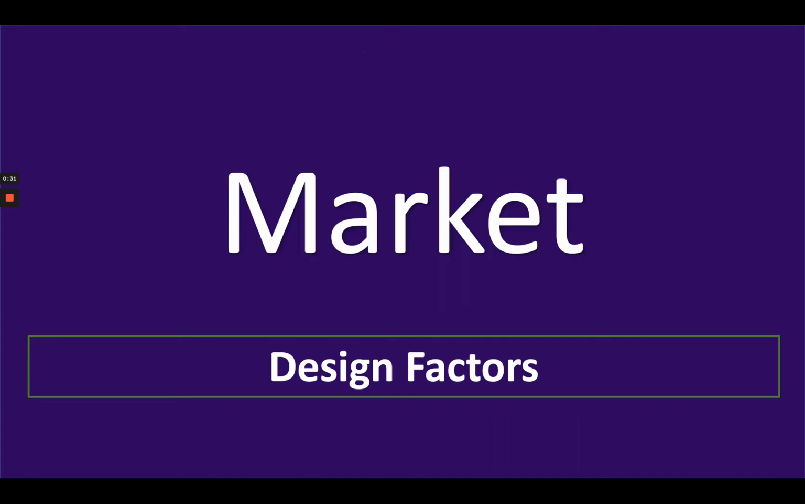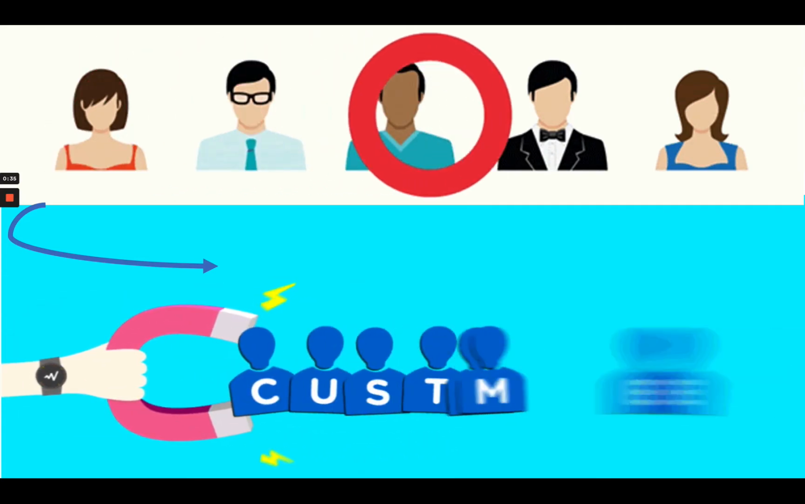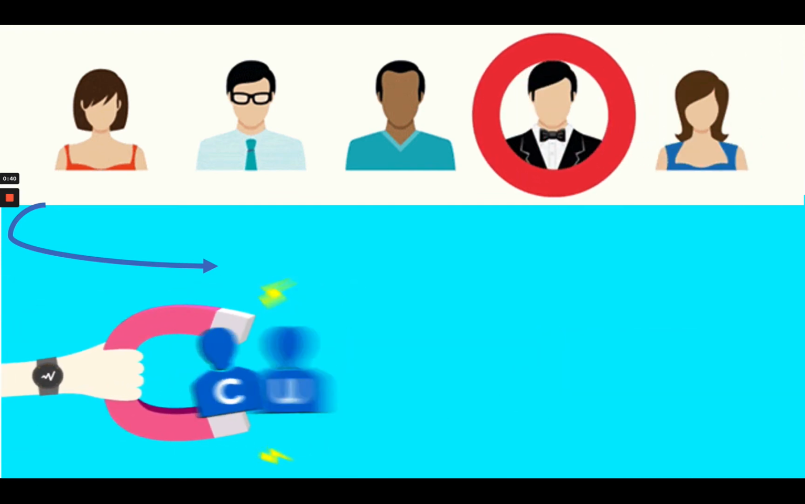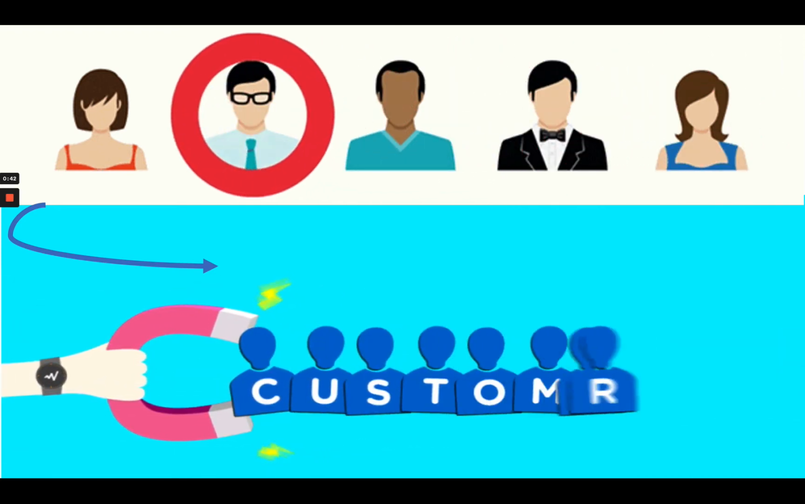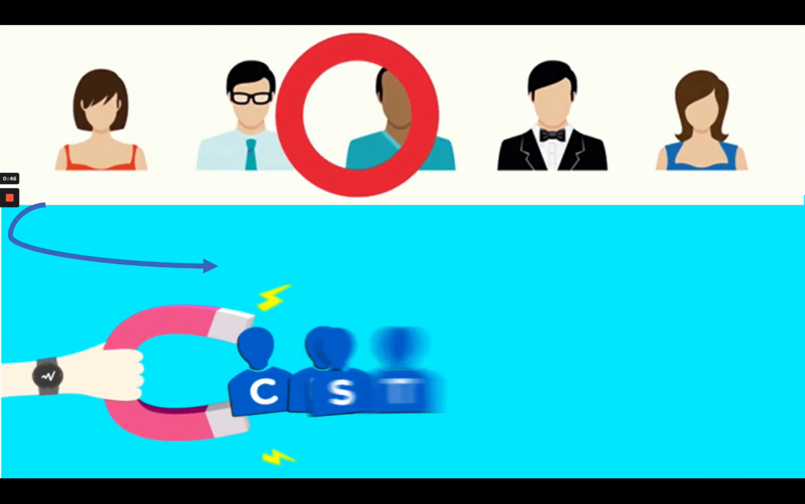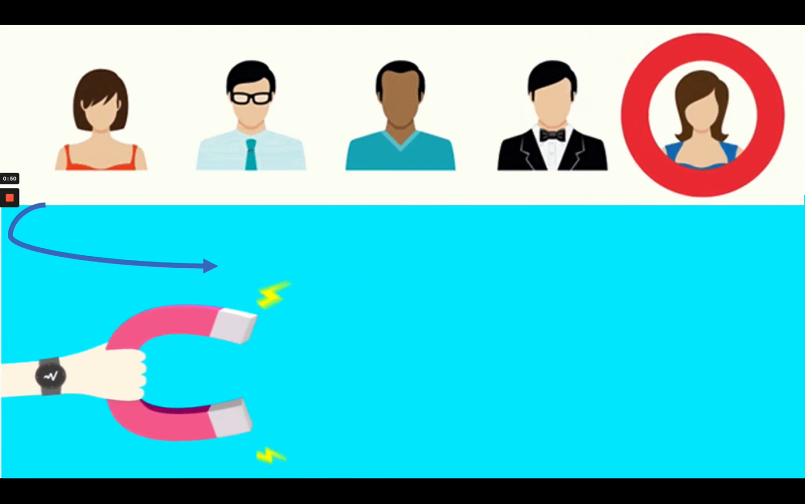So what does that mean? A market is a group of people that you will be aiming your product towards. So when designers create a new product, they have to think, who's going to buy this? What are these people interested in? How much money do these people have to spend? What do these people want from this product?